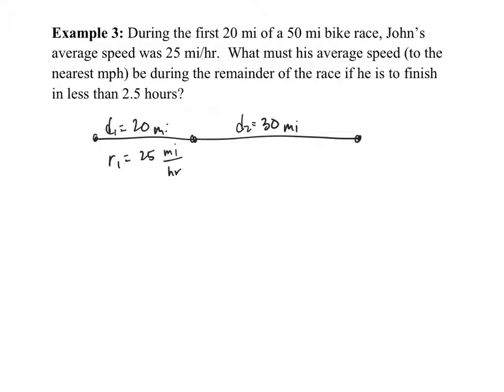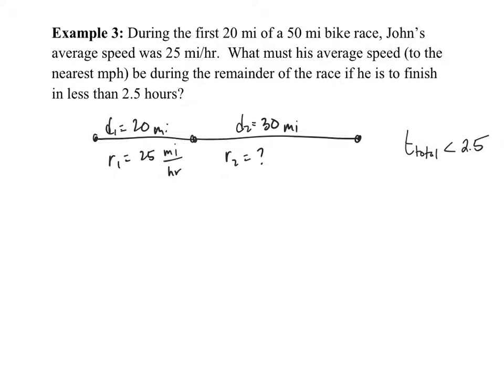And the question says, what must his average speed be during the remainder? So R2 equals question mark. So that's what's given already, or what I'm looking for and given. And then it says, what must it be during the remainder of the race if he is to finish in less than 2.5 hours? So that's my statement on the far right. That's all I can write so far. I don't have enough information to write anything more than that. It's all that's given in this problem.